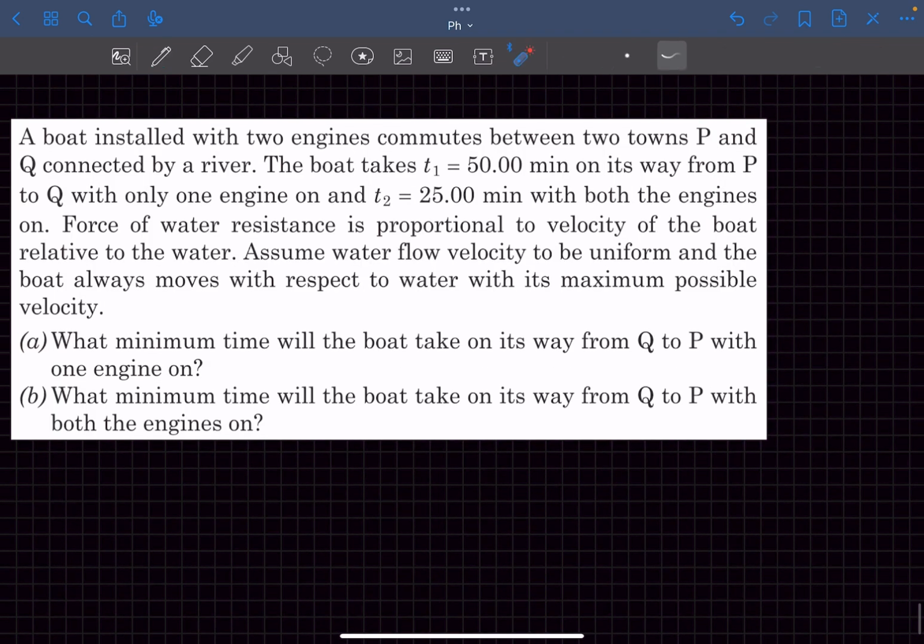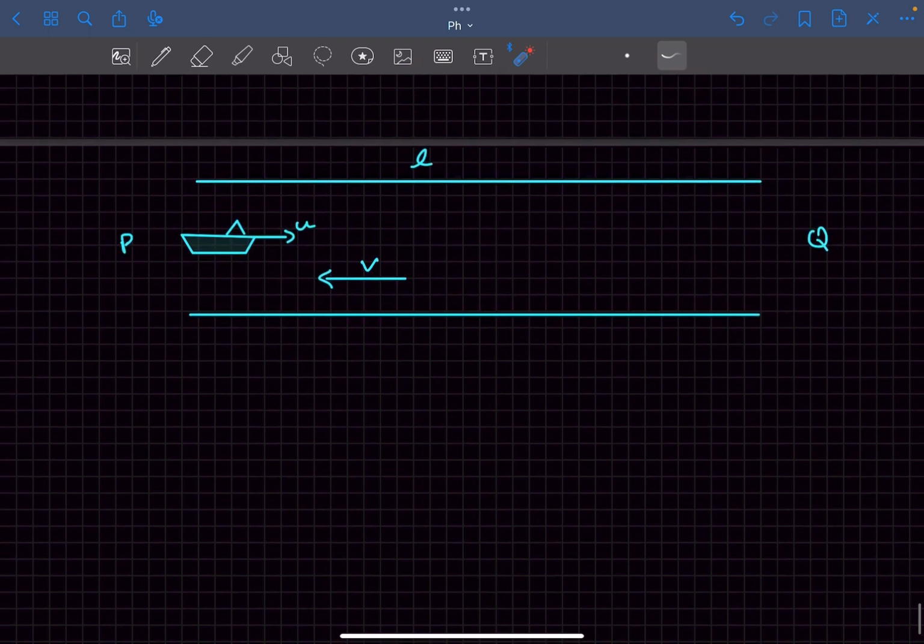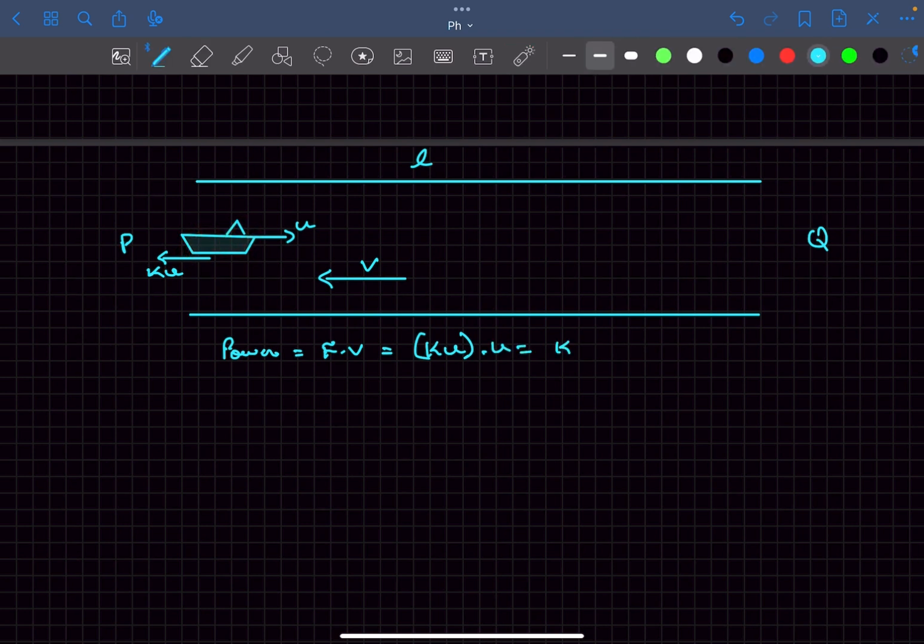And in the problem, it's given that the force of water resistance is proportional to the velocity of the boat relative to water. So as this boat moves forward, the water resistance on it will be KU. Now if I have to find the power delivered by the motor or the engine to this boat, we can write it as F dot V. So the force provided will be equal to KU, as the speed of this boat is remaining constant. You can say there will be some turbines rotating behind the boat, and the force applied by that would simply be KU, dotted with the velocity that it provides to the boat, that is U. So it comes out to be KU squared. So this was the power when one engine was turned on.